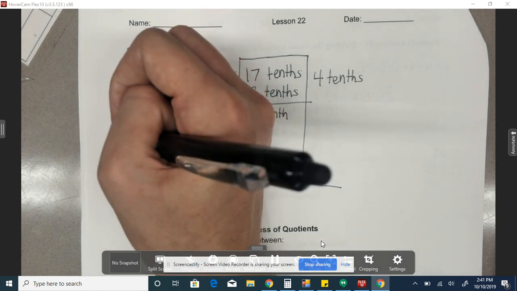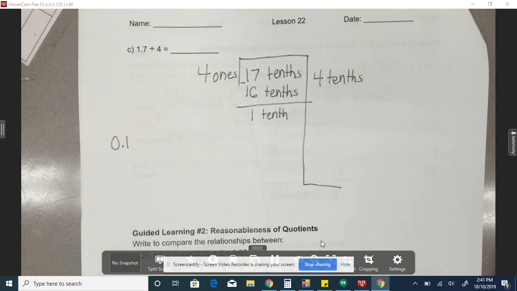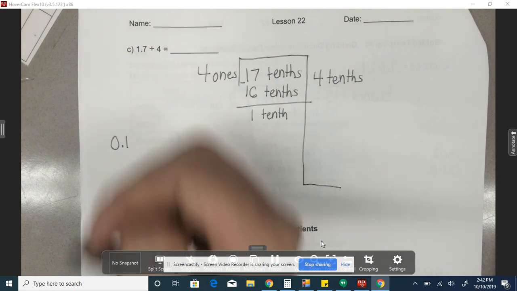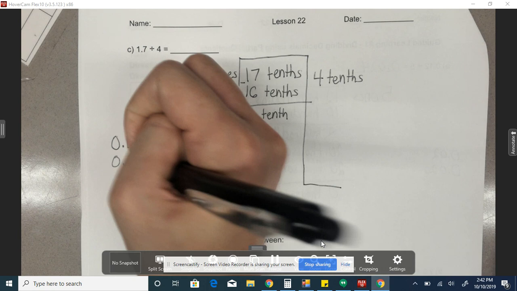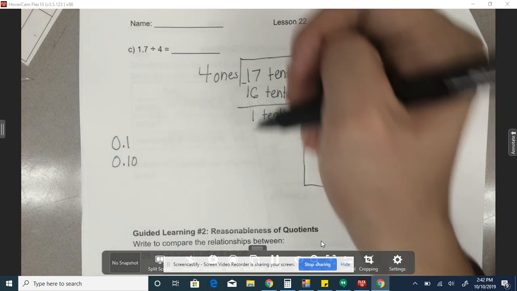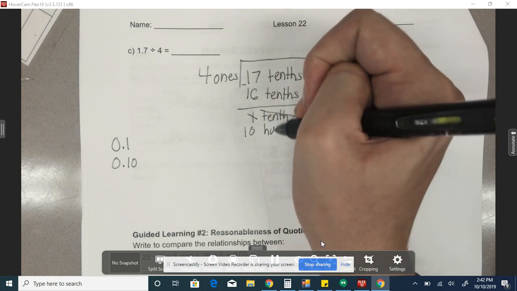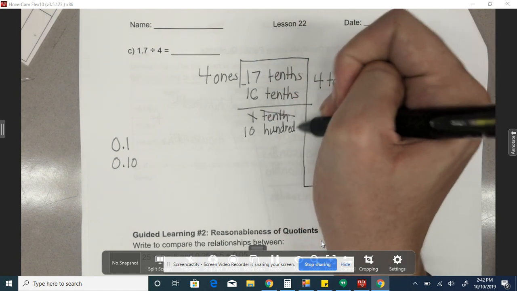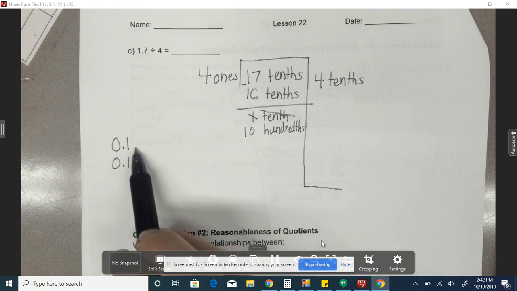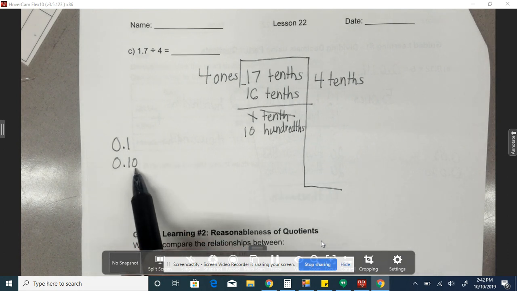I'm going to write it over here. You don't have to if you don't want to. You can just watch. 1/10, I know that's the same as having 10 hundredths. So I'm going to rewrite this as having 10 hundredths. This is the same number, just represented in different units.